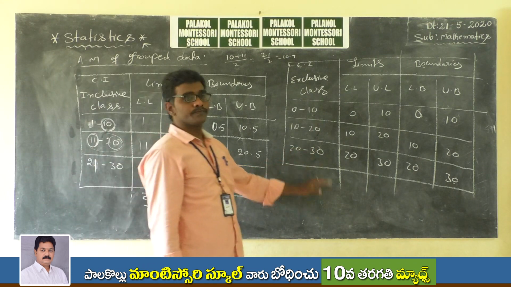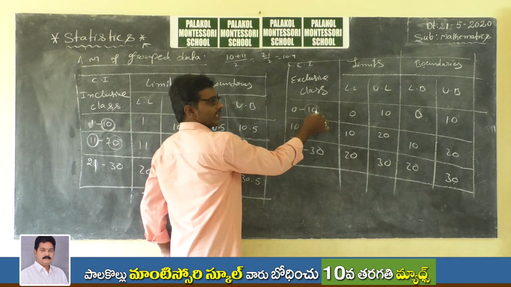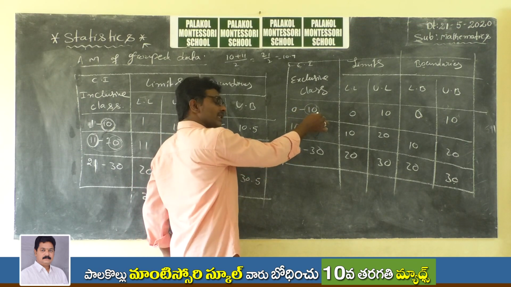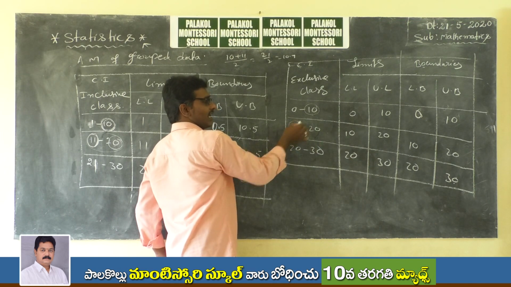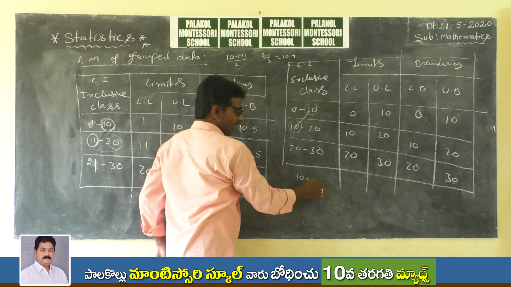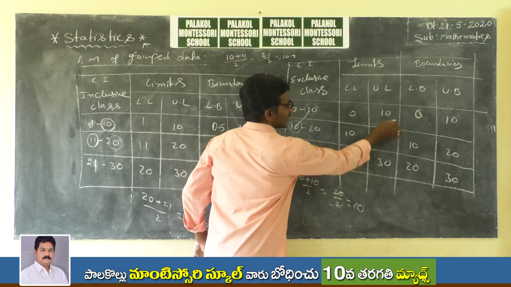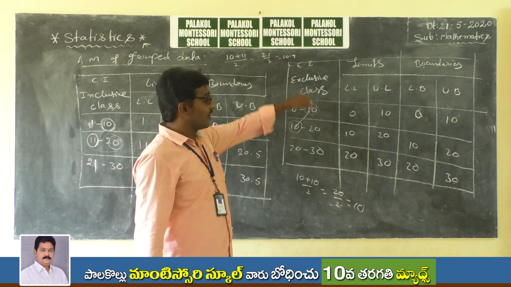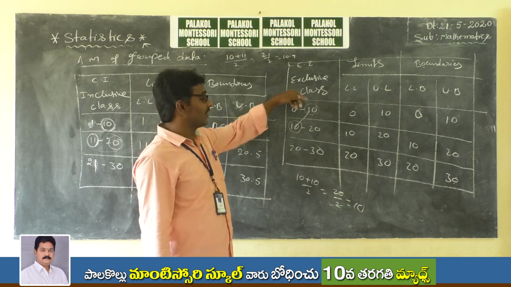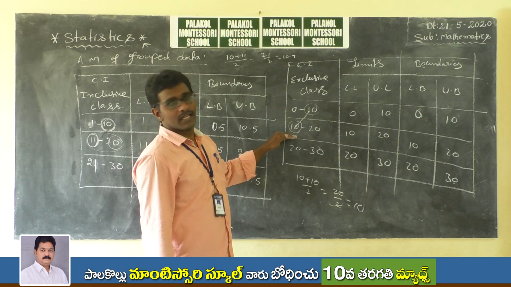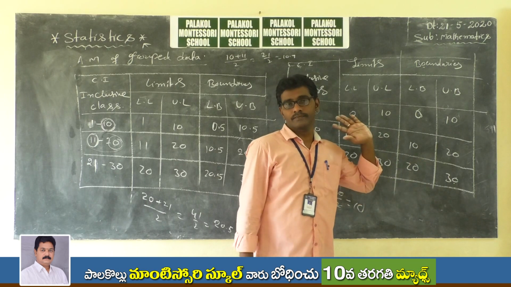And the same applies here. For the first class, 0 to 10, what is the upper limit? 10. For the next class, 10 to 20, what is the lower limit? 10. Average: 10 plus 10 by 2, 20 by 2, you get 10. That is the upper boundary of the first class and the lower boundary of the next class. Like this for 0 to 10, 10 to 20, 20 to 30.